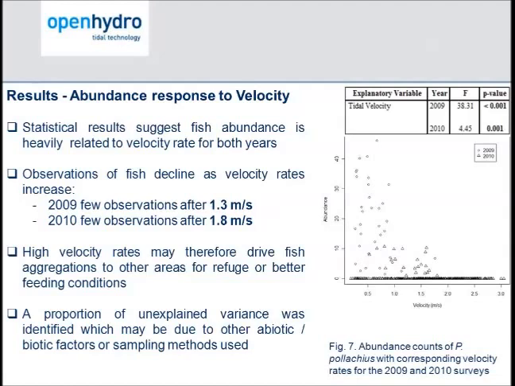What we were seeing, interestingly, is that after 1.3 meters per second in 2009, there were no fish at any point during the survey period. And after 1.8 meters per second, there were no fish in the 2010 period. In general, there were very few fish present after 1.3 meters per second, so around 2.5, 2.6 knots. Obviously, fish behave in accordance with behavioral ecology, and so there was some unexplained variance, which could be down to the sampling methods. But we're pretty sure that velocity has a very strong effect on the abundance of fish. So the next slide, please.